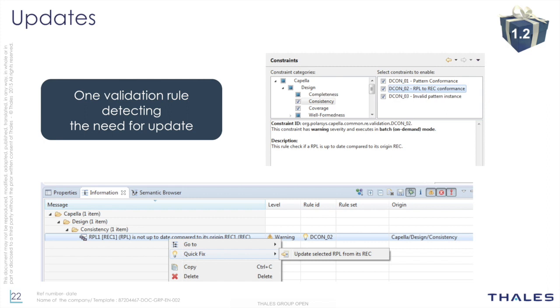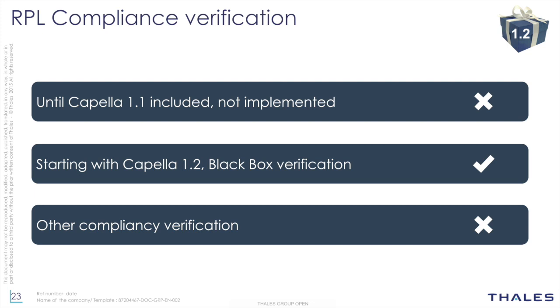So what we had so far in Capella was a validation rule that was detecting that a replica needed to be updated because its definition, a rec in a library, had been updated. So this was what we had so far. What we have introduced in Capella 1.2 is the enforcement of the black box compliancy, meaning that we cannot add a function, we cannot add a port, we cannot add anything to the replica if it's not in its rec. The other compliancy verifications are not available yet. We are waiting for operational use cases for them.